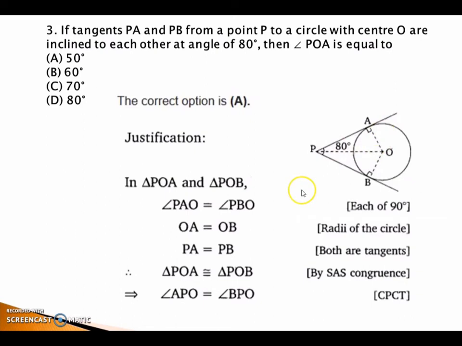POA means you have to find this angle. Now, triangles POA and POB are congruent to each other. You can prove it easily. Angle A and angle B are 90 degrees. Then AO and OB are the radii and PO is the common side. Or you can even take PA and PB as equal, because that also you have proved, that tangents from the same external point are equal in length. So these two triangles you can prove congruent.